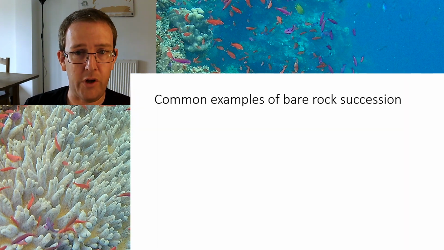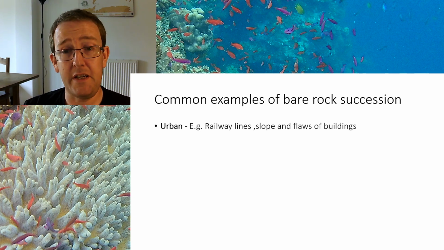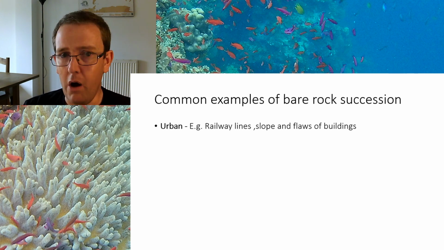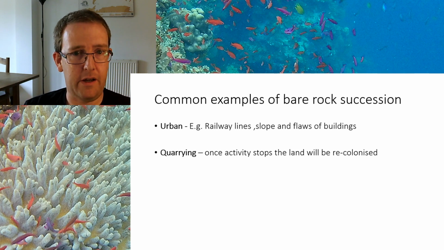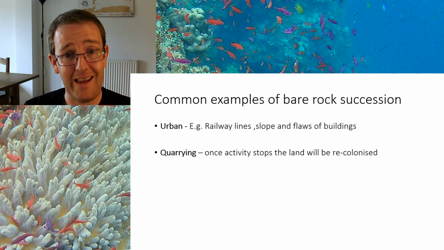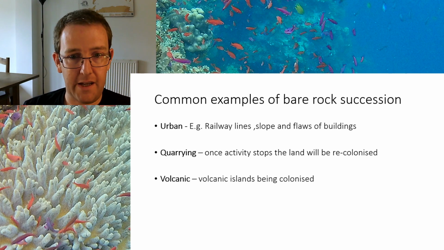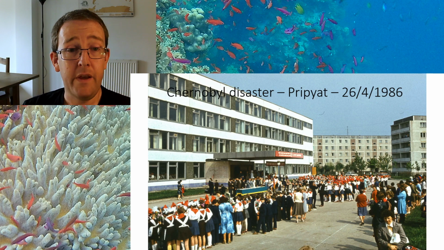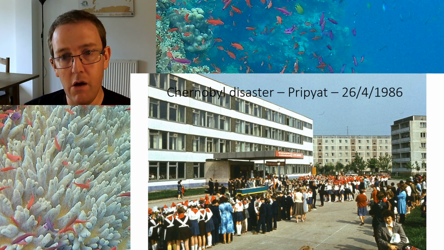So, moving on. So some common examples of bare rock succession. Urban is increasingly common. So railway lines, slopes, floors of buildings, car parks, this kind of stuff. Increasingly we are causing the starts of lithospheres, or that kind of stuff. Quarrying is one. If we dig a big hole in the ground, get what we want out of it and abandon it, that is a so-called lithosphere. Volcanic islands like the Galapagos being colonised are a really good example, and I'll give you some other examples as well.